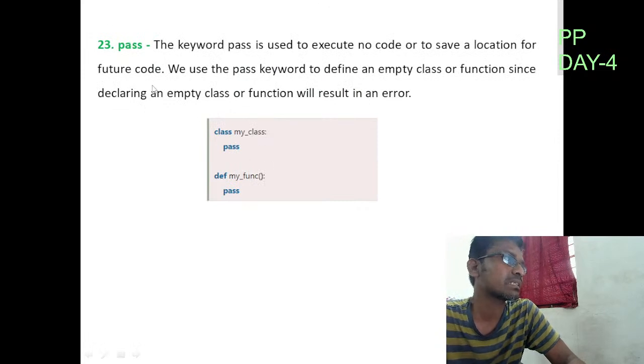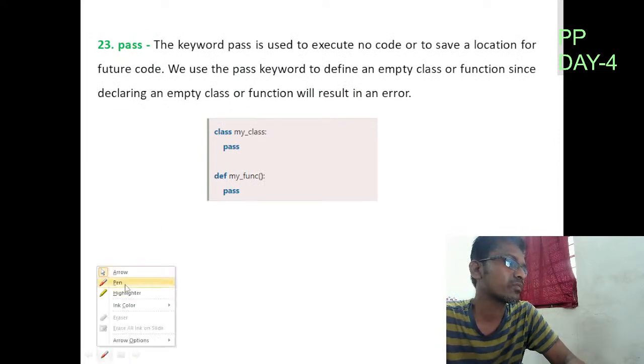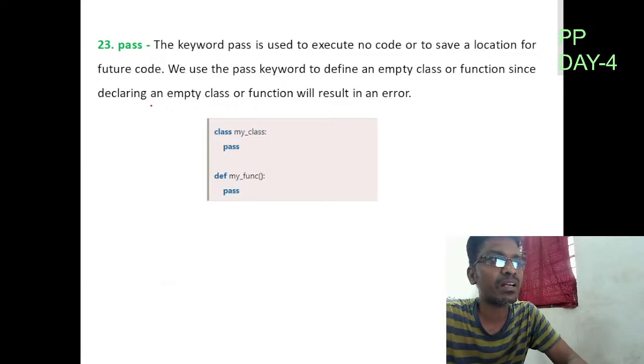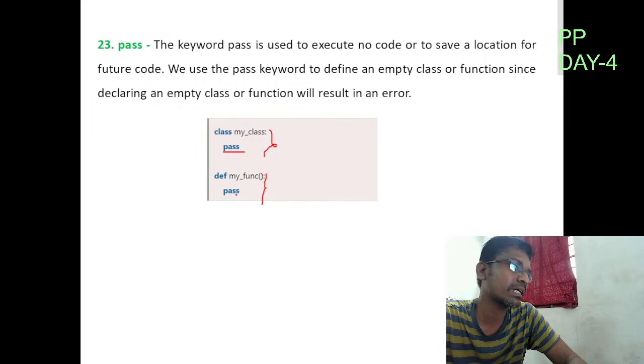So next one, pass. What is the pass here? The pass keyword is used, for example, if you are not interested in defining a class, or defining a function, or declaring variables. At that time you have to write a simple pass. In this example, I am not interested in writing the class variables and methods, so that's why I'm writing a simple pass. And in this example, I'm not interested in defining the function, so I will write the pass.